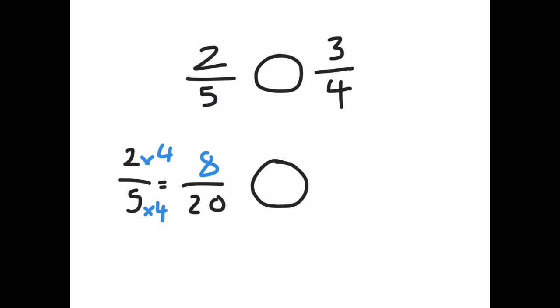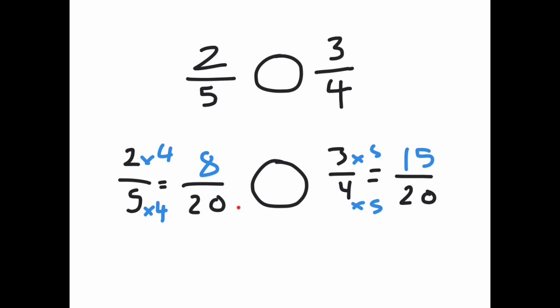Alright, now we've done that to that side, we must also do the same to 3/4. So, what can we times 4 by to get 20? Well, I know 4 times 5 is 20, and remember, whatever you do to the denominator, you must do to the numerator. So 3 times 5 is 15. Okay, so let's compare the two fractions now. Well, now it's a lot easier for us to compare them because if we look at the denominators, we've got 20 there and 20 there. So now both denominators are equal.